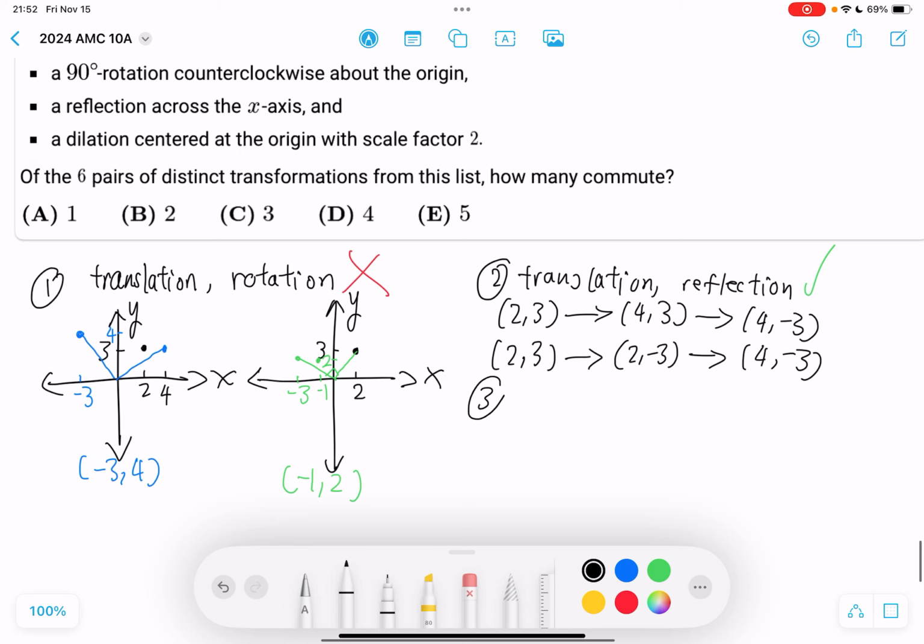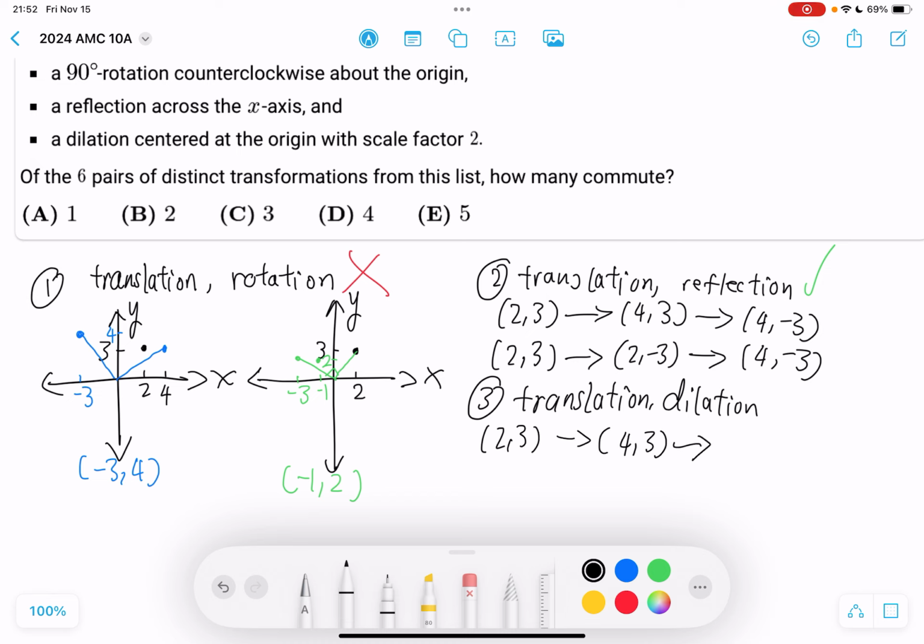And then for the third pair of transformations, you have translation and dilation. Dilation is basically, for example, you have 2, 3, and you dilate it at the center at the origin with a scale factor of 2. So you draw this line and you scale this line up by 2, but one of its endpoints is still at the origin. So this means that if you translate first, this will become 4, 3.